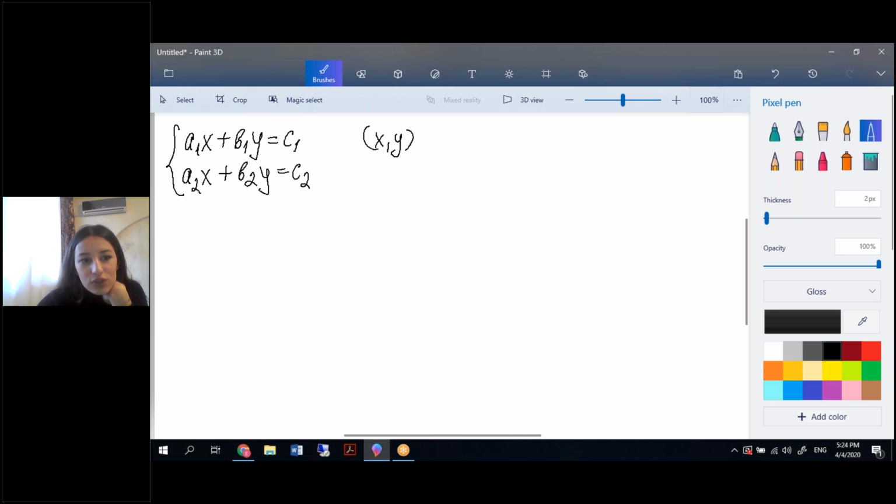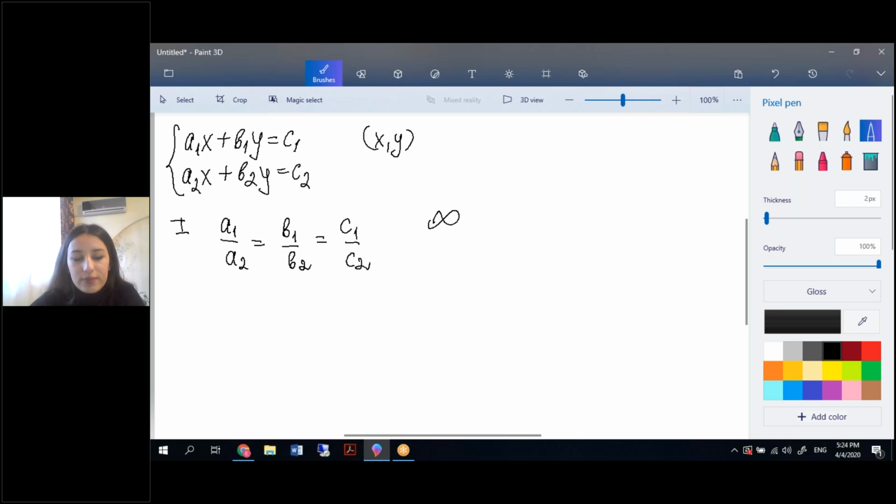We have three cases for such questions. In the first case, we can say that our simultaneous equations have infinitely many solutions if the ratios of the coefficients of the first equation to the second one are equal to each other. It means that a1 divided by a2 equals b1 divided by b2 equals c1 divided by c2. In such a case, our simultaneous equations have infinitely many solutions.